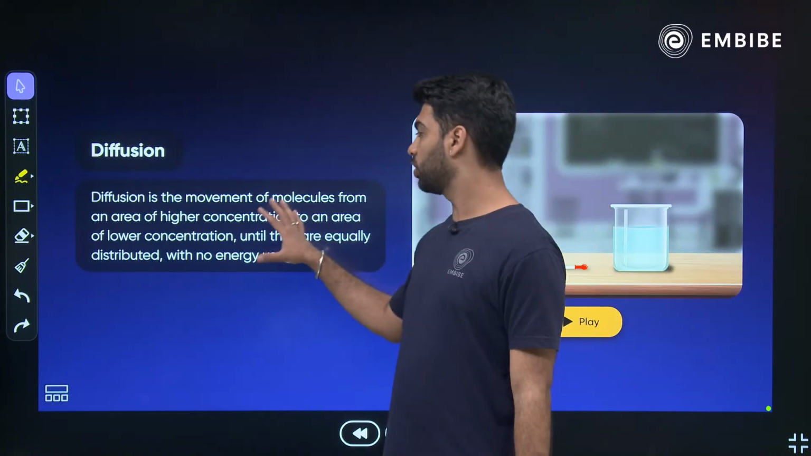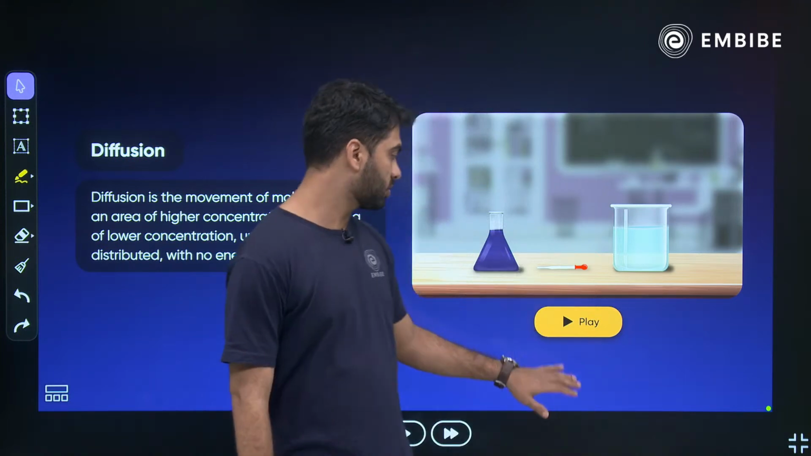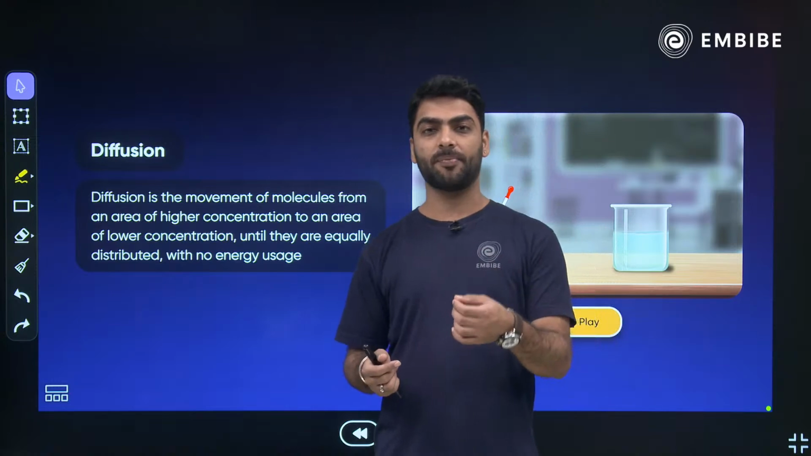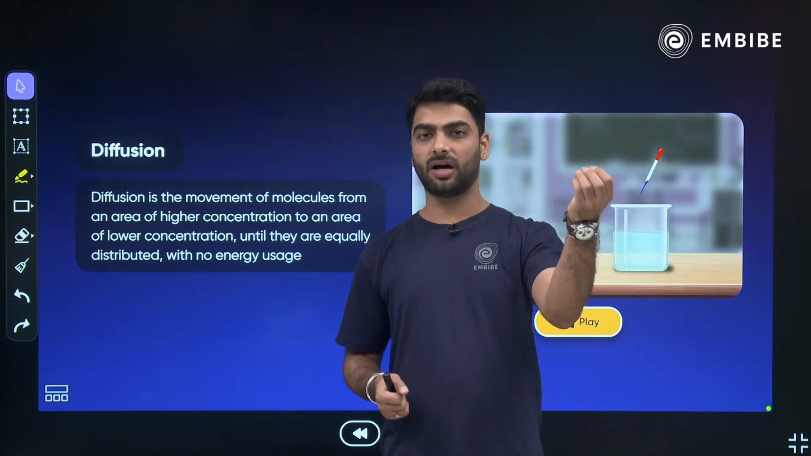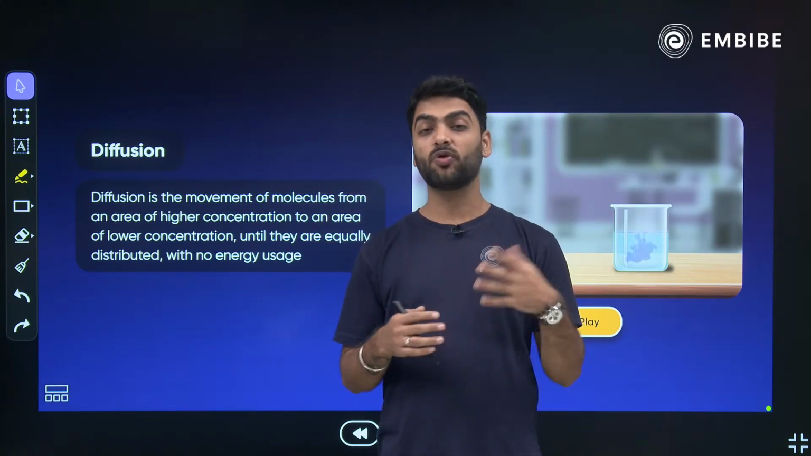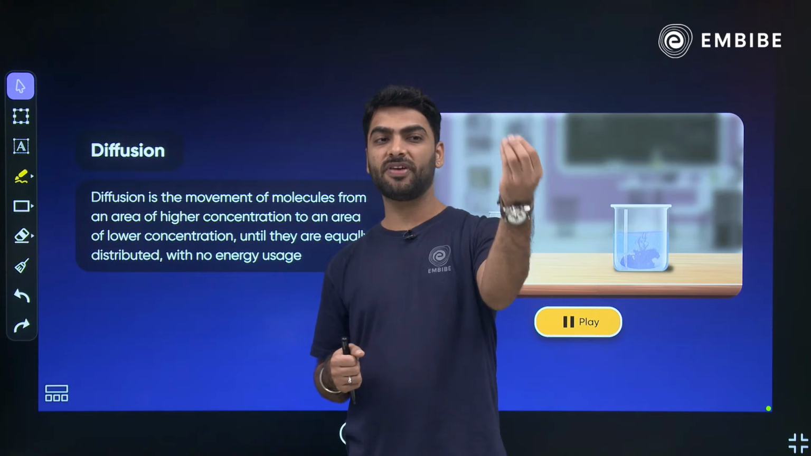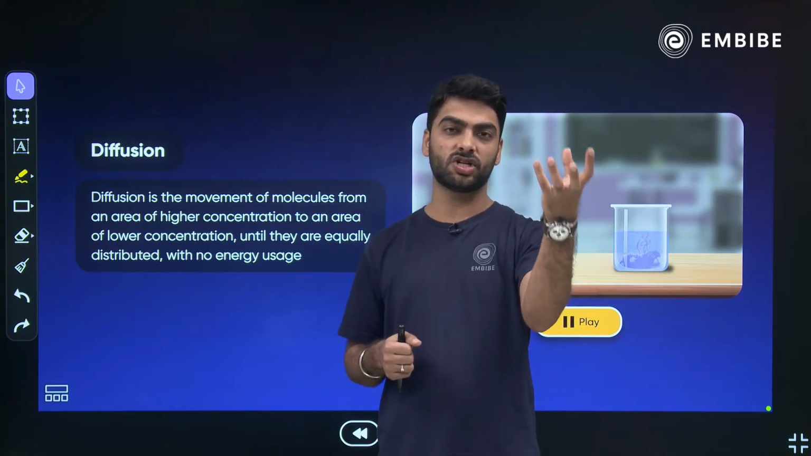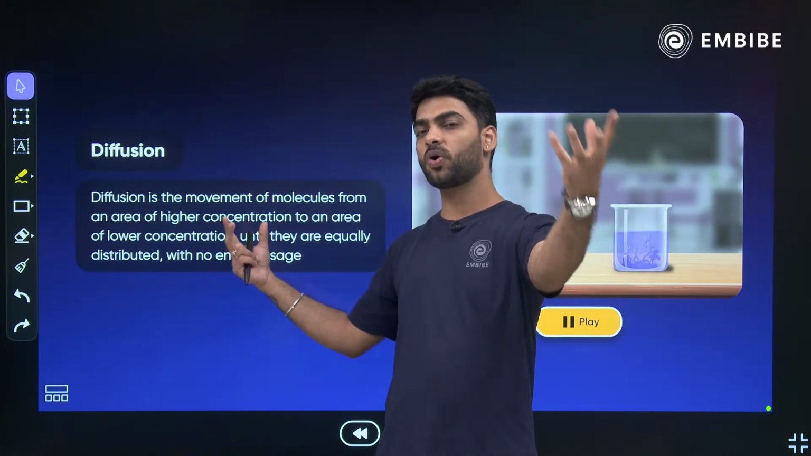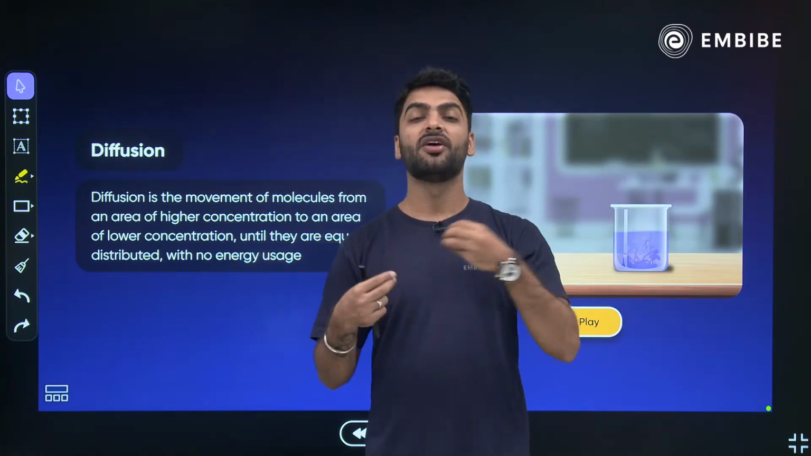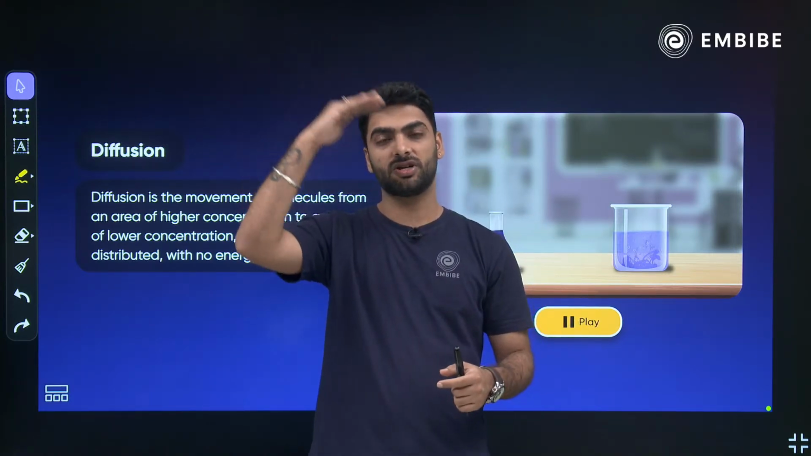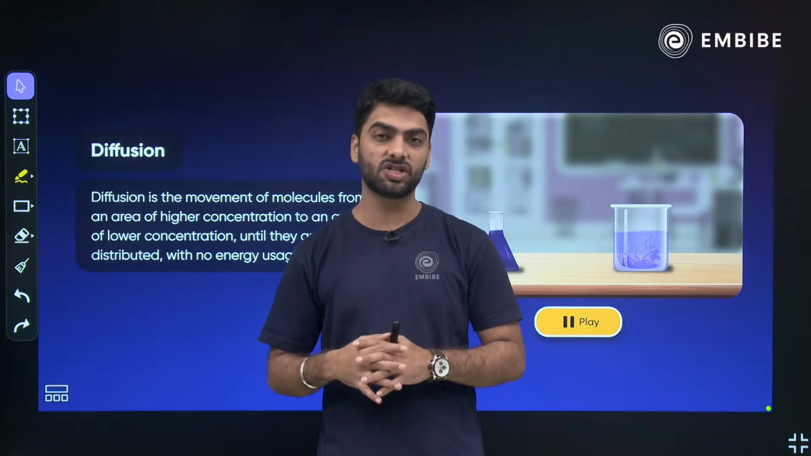Diffusion is the movement of molecules from a region of higher concentration to lower concentration with no energy usage. For example, if you light an agarbatti in one corner of the room, the entire room will have the smell of the agarbatti, because where the agarbatti is lit, the concentration of smell is more. In other parts the concentration of smell is less, so it goes from more concentration to less concentration without any energy expenditure, right? So that is diffusion, from higher concentration to lower concentration without any energy expense.